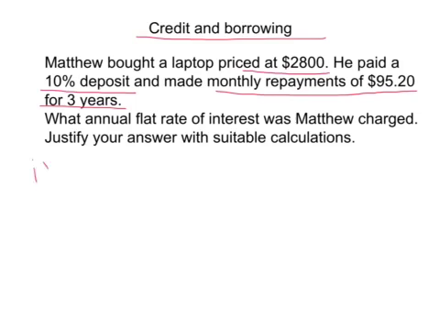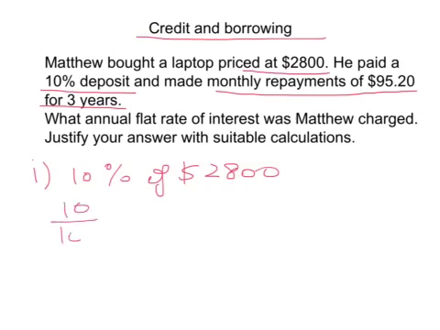Having said that the price of the laptop was $2,800 and he paid a 10% deposit, our first step is to work out the 10% deposit of the $2,800. This means 10% can be written in the following way: of means times, so 10% times 2,800. Working this out using the calculator, because they are allowed, gives you $280. This is the deposit.